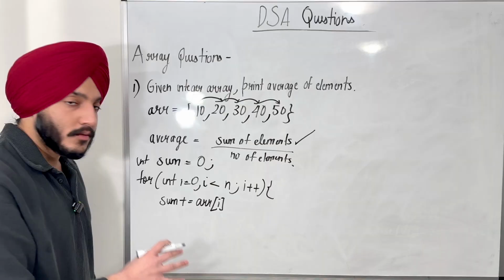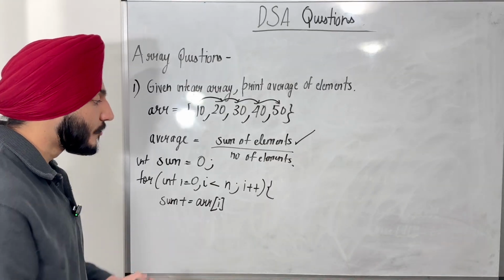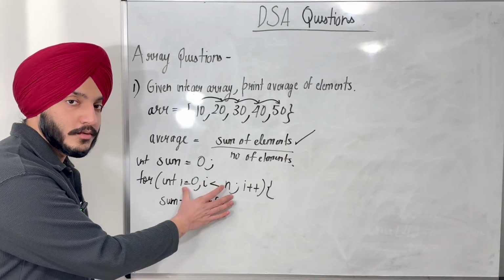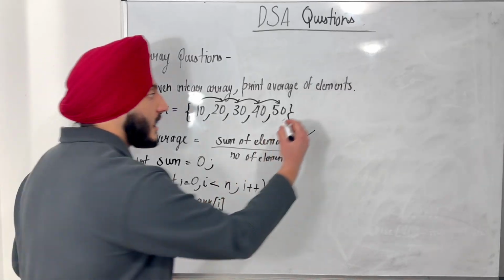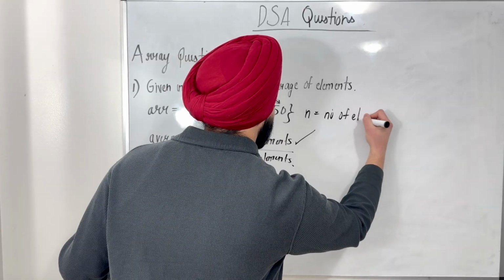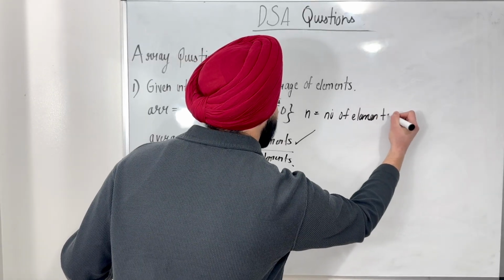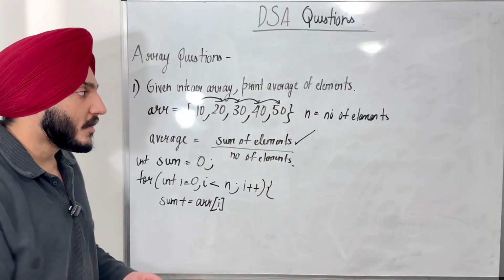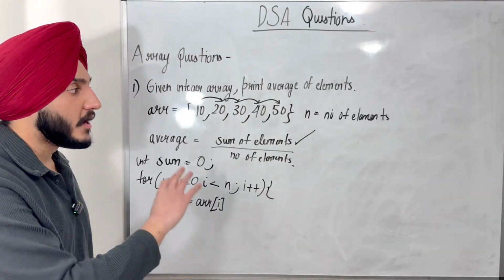Okay, so let's try to understand this part, right? What exactly am I doing? I've created this for loop. I'm going until the end, let's say n. The number of elements is already given to us, right? So we don't have to calculate it on our own or use an existing function.